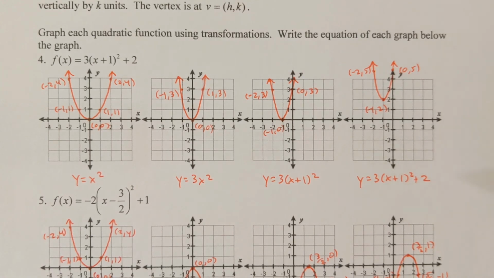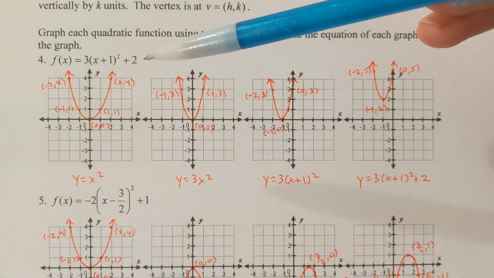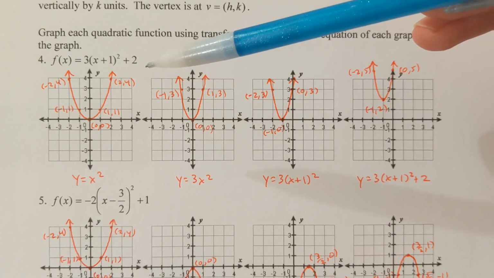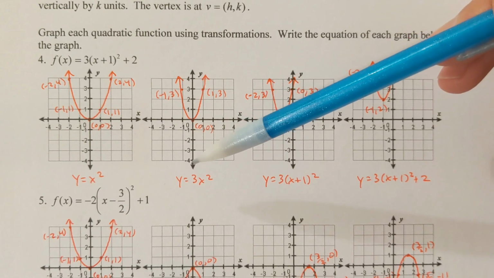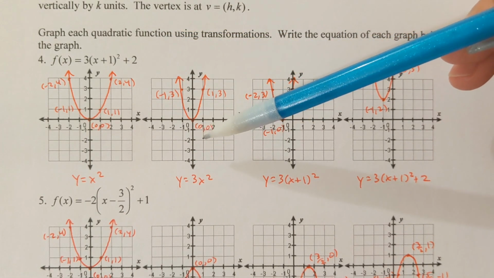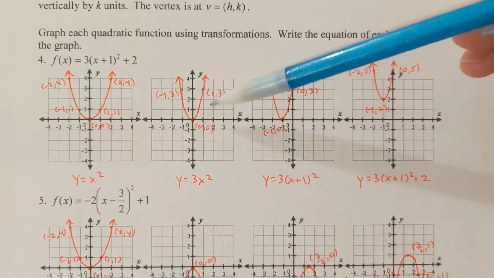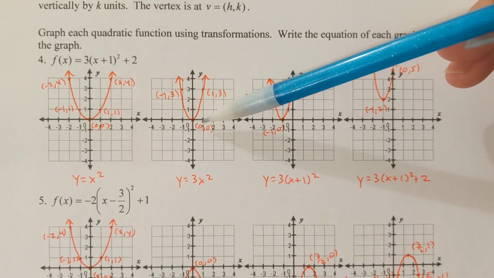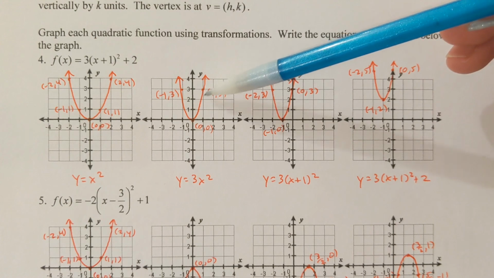So let's graph each function using transformations. Write the equation of the graph below the graph. So I've got f of x equals 3 times x plus 1 squared plus 2. Well, my first graph is y equal x squared. The second graph, y equal 3 times x squared. I'm going to multiply all the y values by 3. So 0, 0 is going to stay right at 0, 0. 1, 1 is going to be at 1, 3.